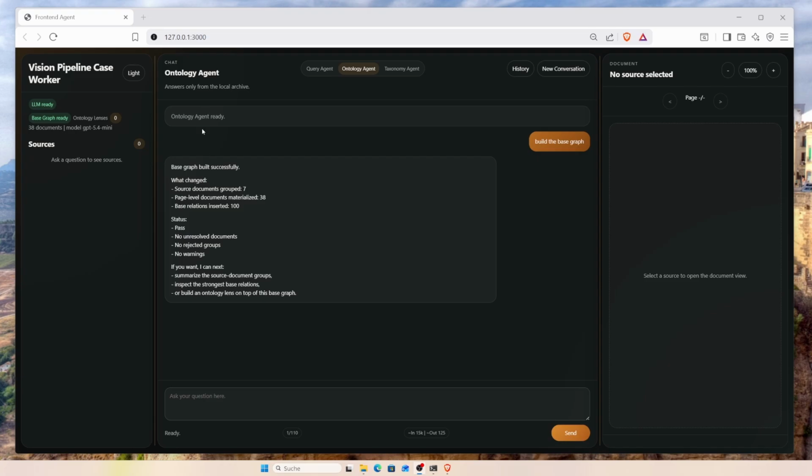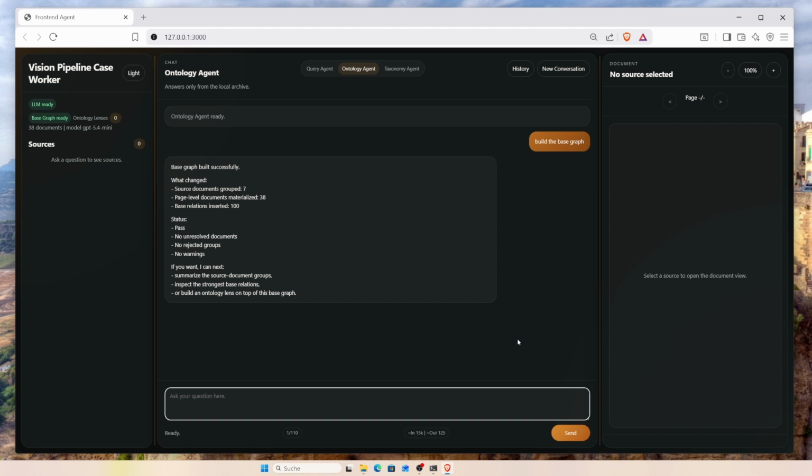We built our database, our custom database. We created the base graph. We know how to query the database itself. But now we are in the Ontology agent, and here we have something very interesting to work with.